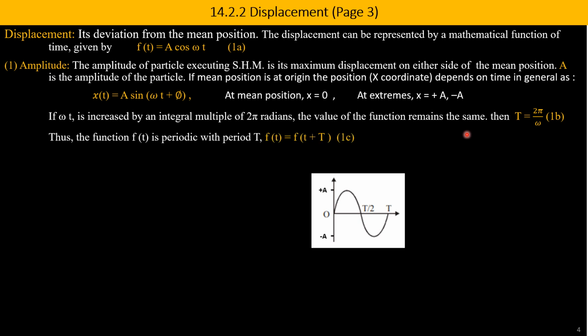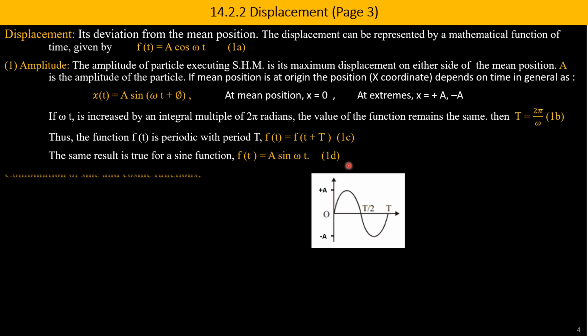Thus, we can write the function stated in 1a as f of t is equal to f of t plus capital T. Let it be equation 1c. This is also a periodic function with the same period capital T. The same result is true for the sine function. We can either represent it as f of t equal to A cos omega t or f of t equal to A sin omega t. Let it be equation 1d. Now we will consider the combination of sine and cosine functions, wherein we combine two periodic functions.